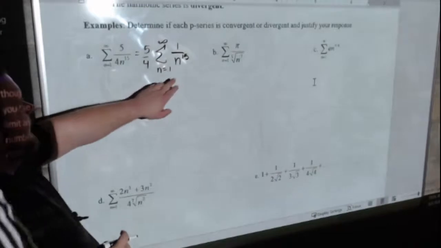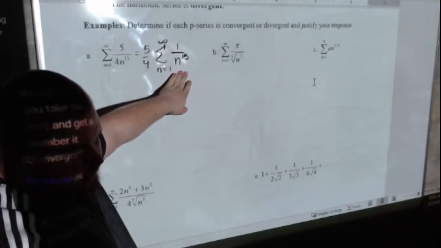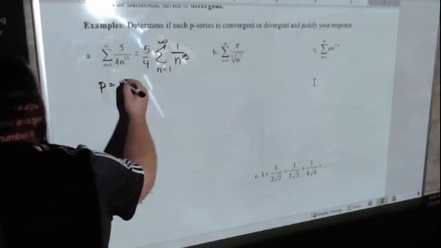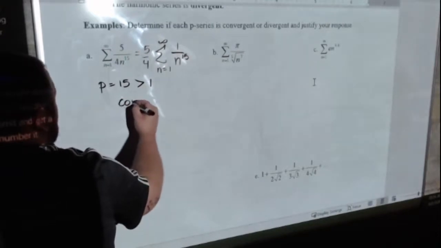So this is then in the correct format. It's 1 over n to a power, and that power is 15. So P equals 15. That number is greater than 1. This converges.